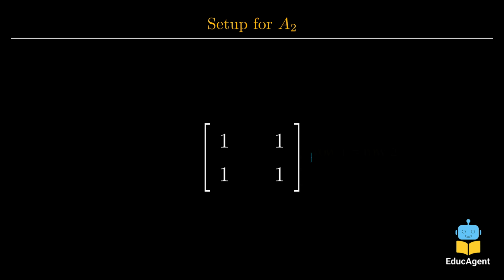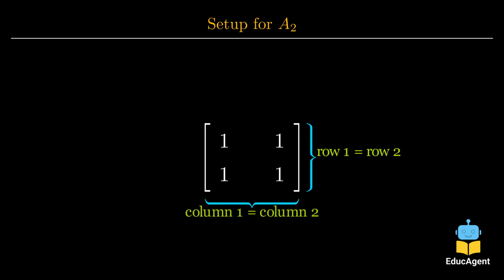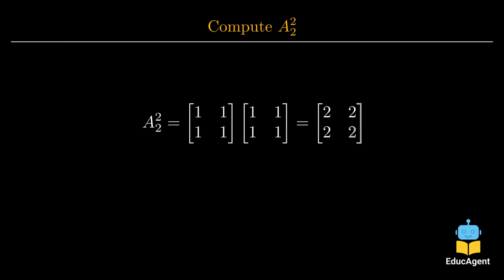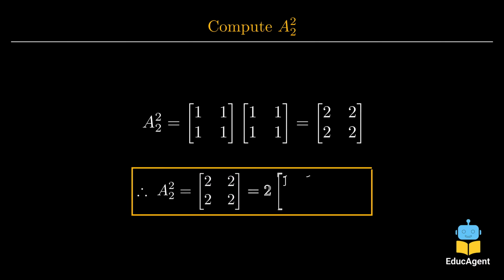Everything is the same here. This strong symmetry often makes powers collapse into a simple scaling rule. Each entry is 1 plus 1 equals 2, so every entry of A2 squared becomes 2. Therefore, squaring A2 doesn't change its shape, it just multiplies the whole matrix by 2.